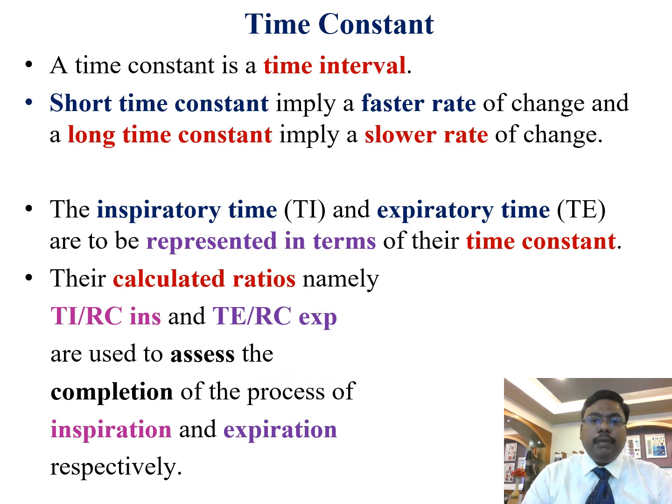Time constant is the time interval. A short time constant implies a faster rate of change and a long time constant implies a slower rate of change. The inspiratory time and expiratory time are to be represented in terms of their time constant. They are calculated ratios, namely inspiratory time divided by inspiratory time constant and expiratory time divided by expiratory time constant, and are used to assess the completion of the process of inspiration and expiration respectively.